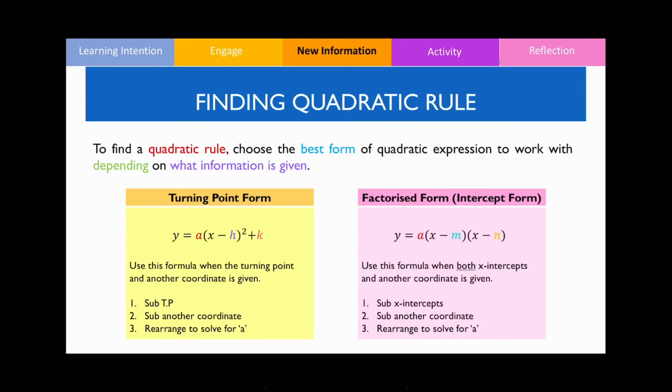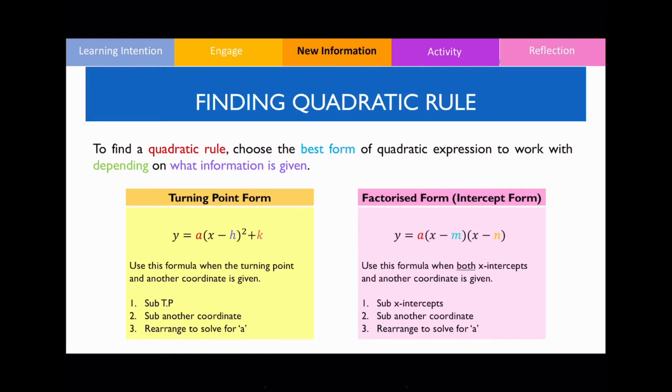So how do we actually go about this? Well, if the question gives you the turning point as well as one additional coordinate, then you're going to write the equation in the turning point form, okay? So that's just straightforward. And similarly, if the question gives you 2 x-intercepts as well as another coordinate, and that coordinate could be the y-intercept, it could be the turning point, it could be any other coordinate, then you'd be using the factorized form, okay?